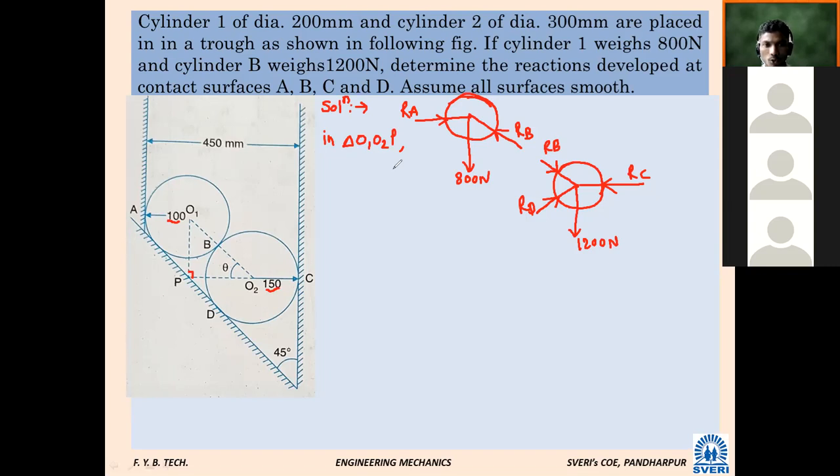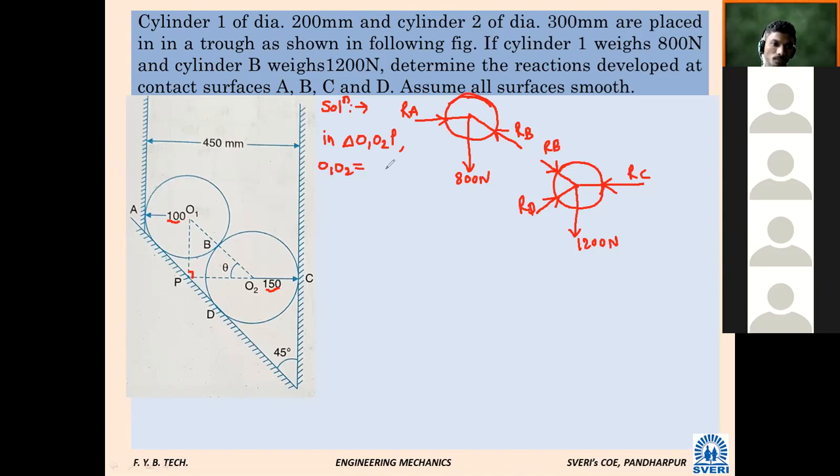O1, O2, P, which distances are we knowing? Whether we are knowing O1 and O2? O2P and O1O2. O1P is known. Okay, first I will write O1O2. What will be this distance?